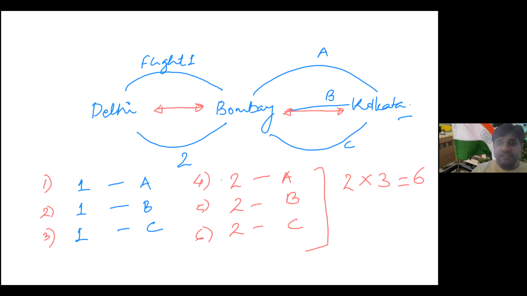I am not saying that if you are reaching Bombay from Delhi using flight 1, then you can only use flight B and flight C. That would be a condition. But in the current scenario, we are saying that these are independent of each other. They do not impact the outcome of the second leg. Therefore, all the 3 options are available, and these 2 events are called mutually exclusive.